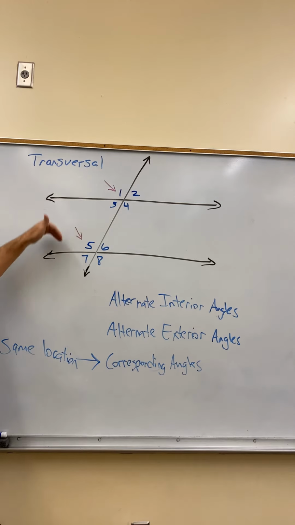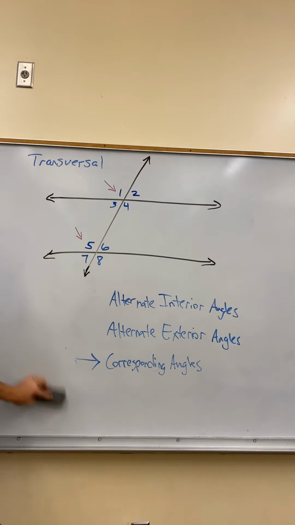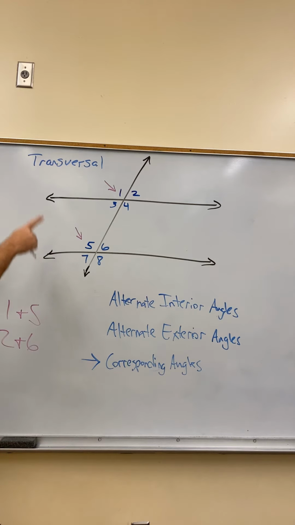So 1 and 5 are corresponding. So what other ones go together? We have 1 and 5. What about 2 and 6? We have 3 and 7. And then you have 4 and 8. Those are going to be equal to each other because they're corresponding. So 1's equal to 5, 2's equal to 6, 3's equal to 7, 4's equal to 8.